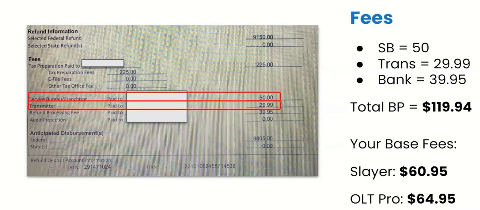Or you can say, hey, my software is actually a little bit cheaper. My service bureau fee is only $20 instead of that $50. But if you want, we can keep it $50, and I'm going to pay you that extra $30 off the top. So this way, you're going to make an extra $30 per return. You told me you did 100 returns last year. That's an extra $3,000 that I'm going to rebate back to you out of these fees.